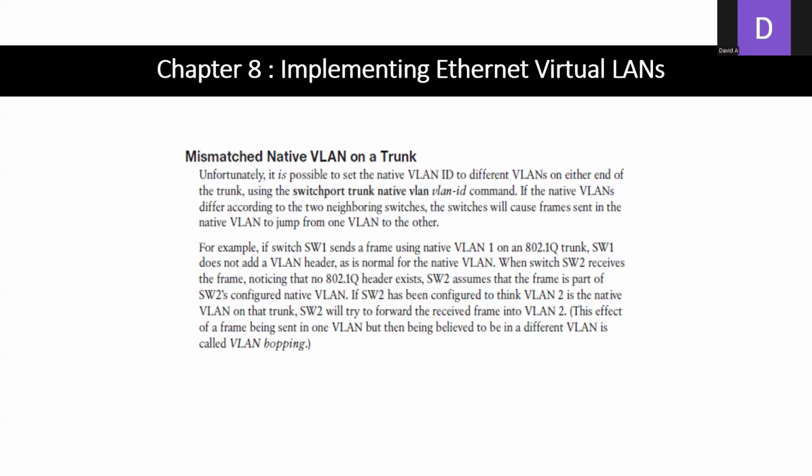For example, if switch one sends a frame using native VLAN 1, that traffic isn't tagged, by the way. Anything in the native VLAN is not tagged. It goes untagged over the trunk, because it is agreed that anything untagged is in the native VLAN.